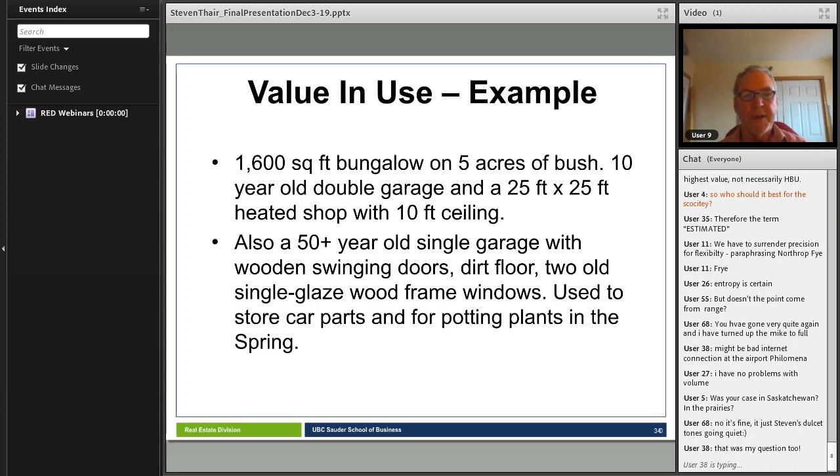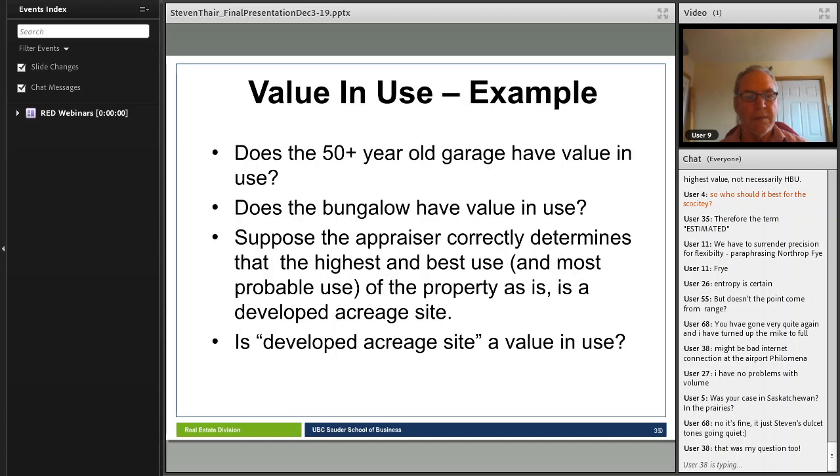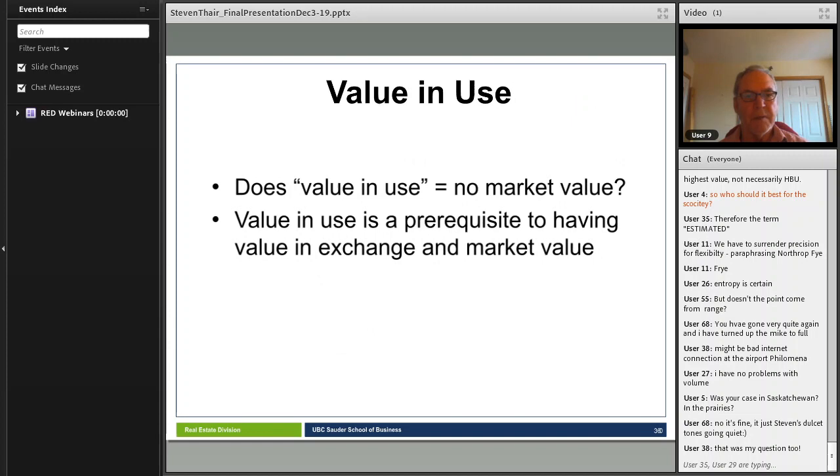This is just the example I talked about. When you've got a house out in the country and you've got an older building. I'm going to skip through that. So where's the right place to put value in use?